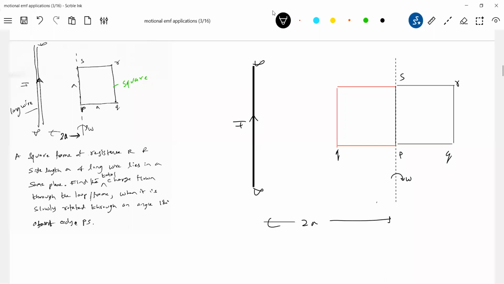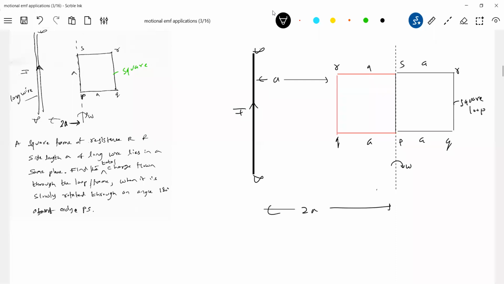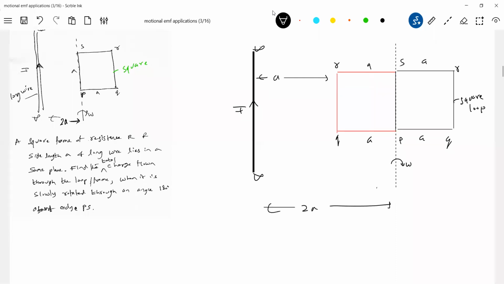So this will become Q and this will become R. Let it be here. So now this distance is what? 2a. So the side length is a. So this distance definitely should be a. He's asking what charge has flown through the loop. Meanwhile, so this was the square loop. How to calculate the amount of charge he is asking us to calculate?